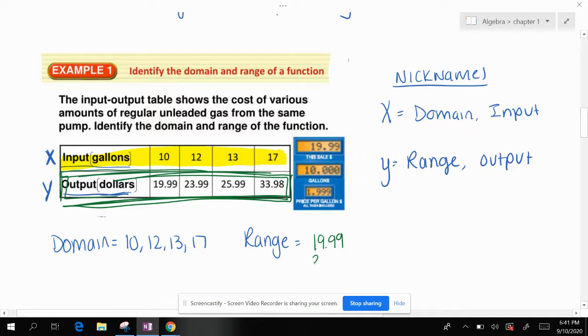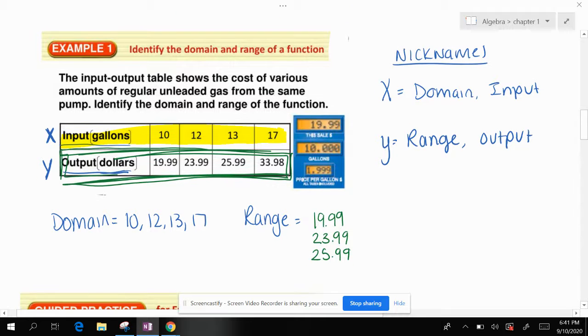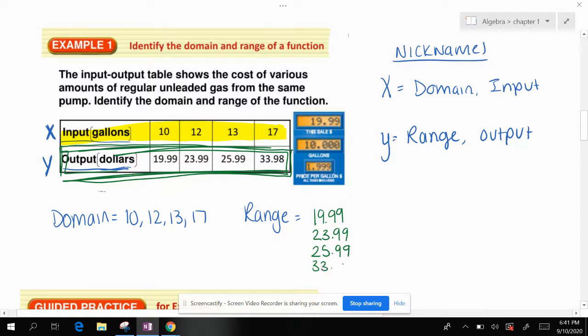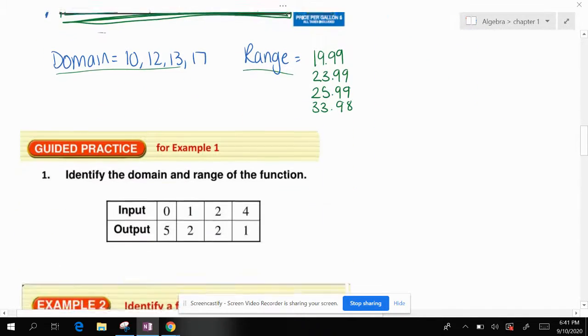$19.99, $23.99, $25.99, and $33.98. So depending on how many dollars I put, how many gallons I put in my car, the amount of money I'm spending is obviously going to change. So this is just identifying, just being able to say, hey, these numbers are a domain, these numbers are our range. That's all that question's asking.